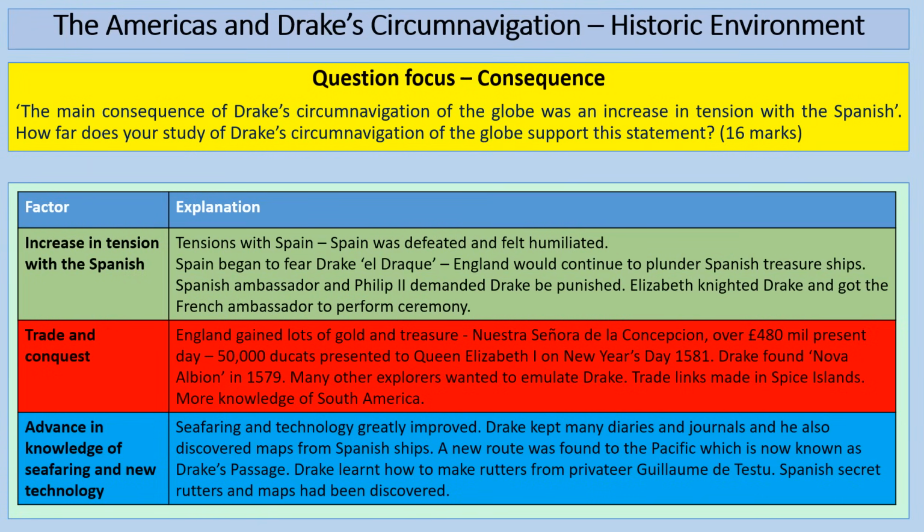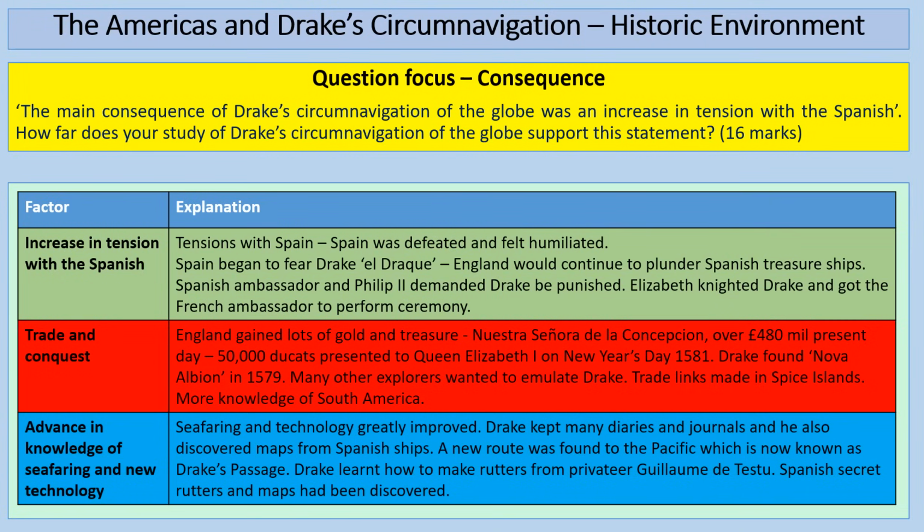And then the advance of knowledge of seafaring and new technology, that improved greatly. Drake kept meticulous records, diaries, journals. Other people, like Drake's cousin as well, John Drake, he kept a diary, discovered maps from Spanish ships, for example. Okay, thinking about Nuno da Silva, for example. A new route was found to the Pacific, which is known as Drake's Passage. Again, you could get that in the Trade and Conquest paragraph as well.